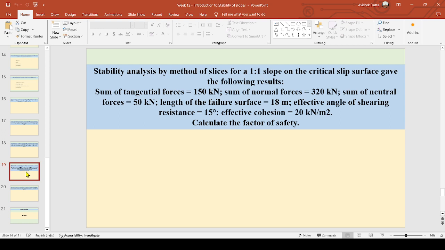Stability analysis by method of slices for a 1:1 slope on the critical slip surface gave the following results. Sum of tangential forces is 150 kilonewton, sum of normal forces is 320 kilonewton, sum of neutral forces is 50 kilonewton, length of the failure surface is 18 meter, the effective angle of shearing resistance is 15 degree, and the effective cohesion is equal to 20 kilonewton per meter square. Now calculate the factor of safety.